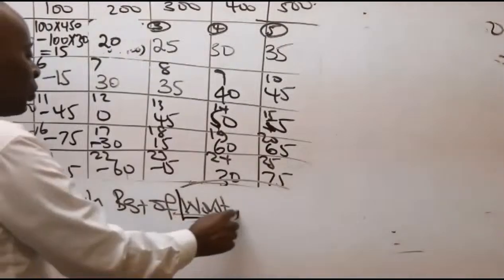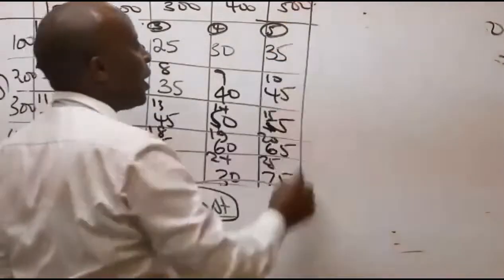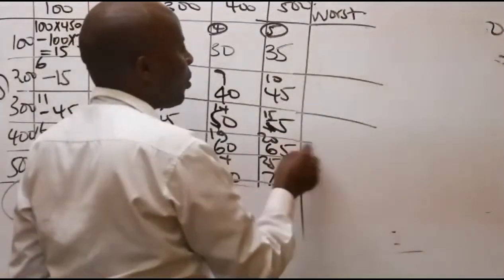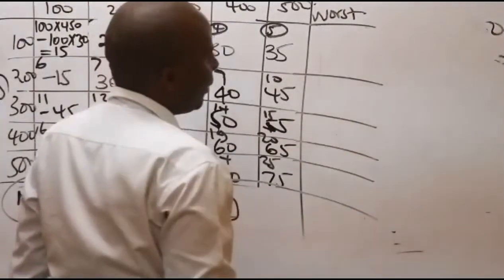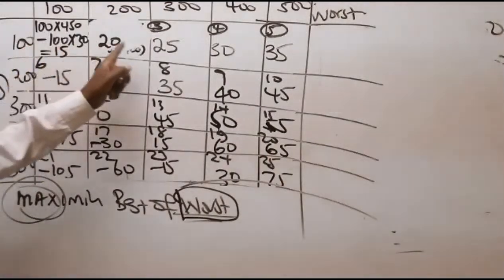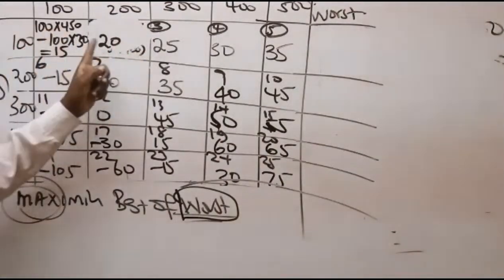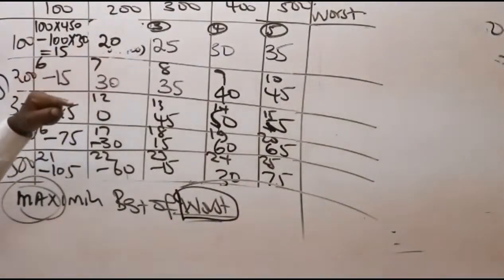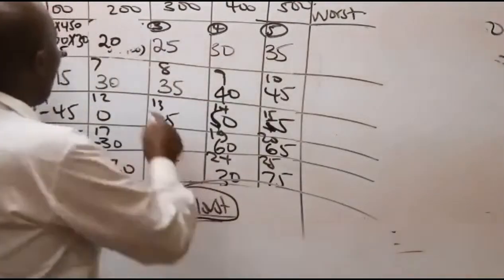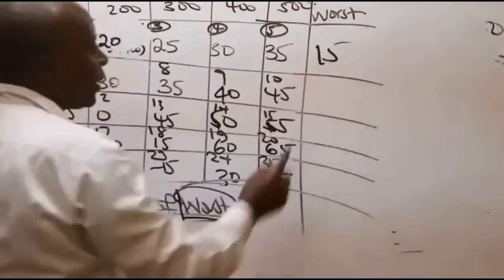So we need to start with worst. Create a column here for worst. For worst, for each row, each alternative, we select the worst profit, which will be the lowest profit. The worst profit here is 15, the very lowest.